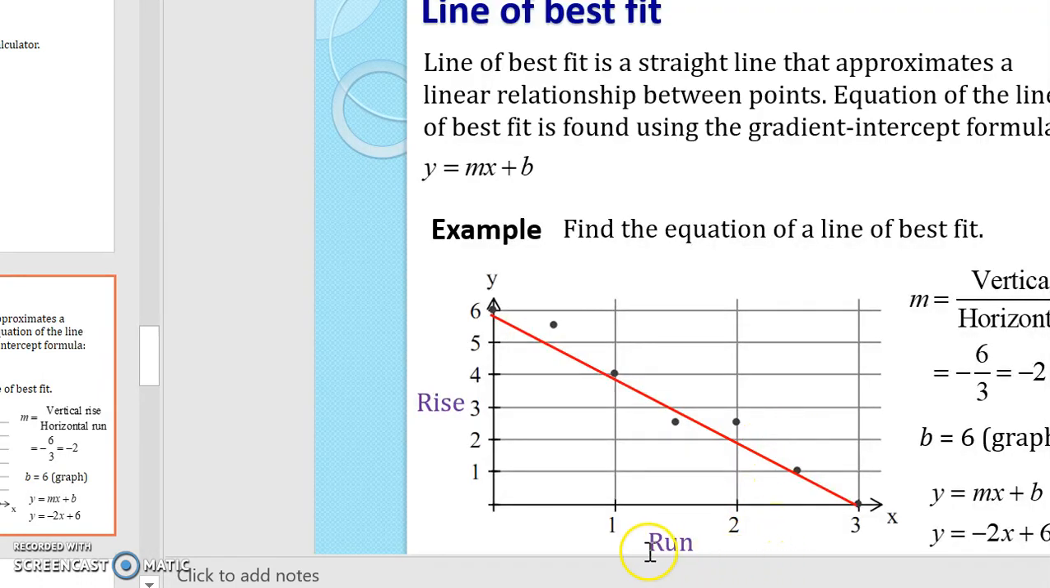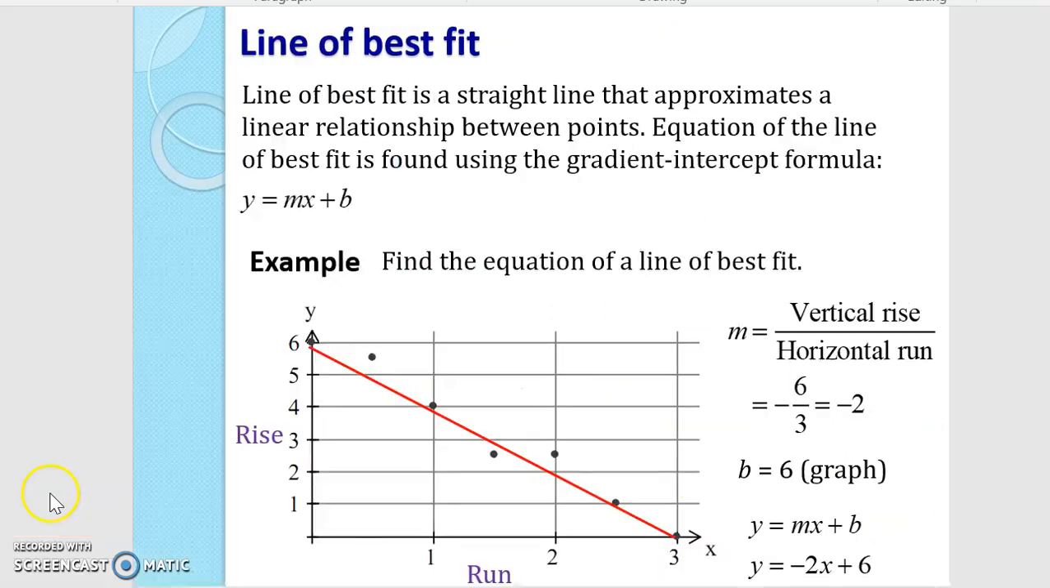So just as a reminder, if we're thinking about line of best fit, then just remember it's a straight line that approximates a linear relationship between points. We're still using y equals mx plus c. Sometimes the line will be easy enough to use rise over run. Other times you'll need to use the least squares regression method.